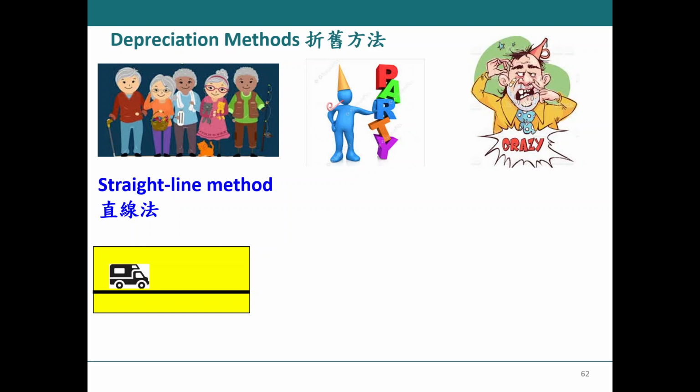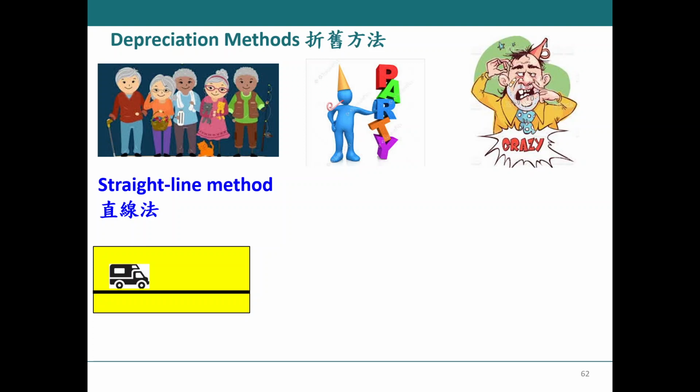When you are the old guy. So since you are the old guy, how you use yourself? What's your life? The same. So how you make your ability value decrease? The same. So each year we will get the same amount of depreciation expense.